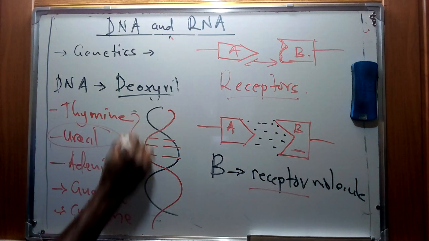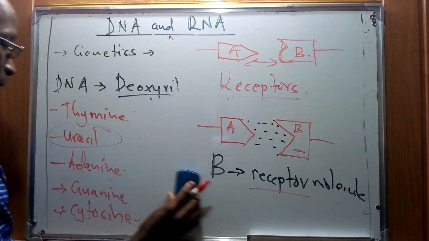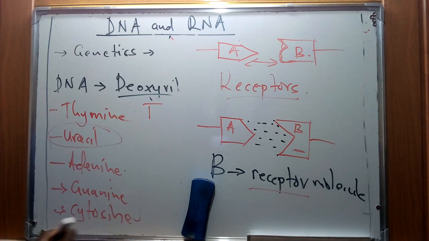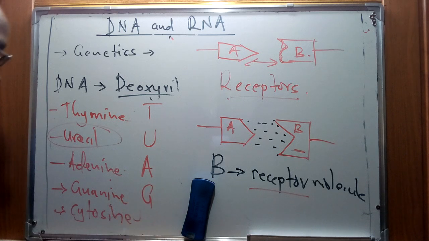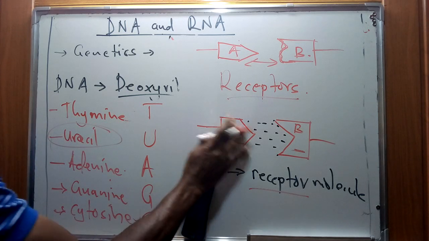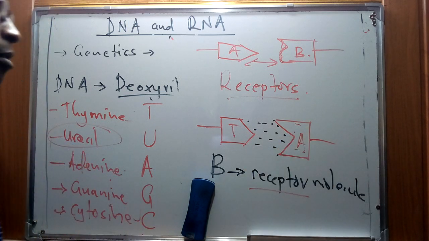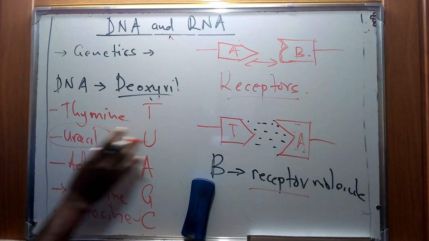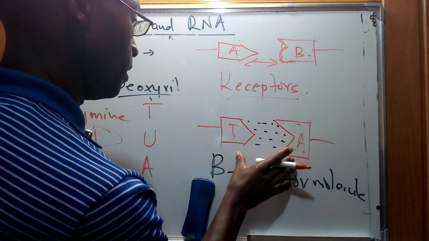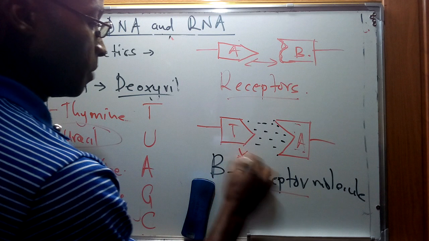Now for these different bases, we're going to have specific initials. For thymine, it's capital T, uracil capital U, adenine capital A, guanine capital G, cytosine capital C. Using these initials, I can write this as T and maybe A, respectively. So respective bases are going to have their individual receptor bases, which they are going to have a reception for, and this is going to be a specific kind of bonding.